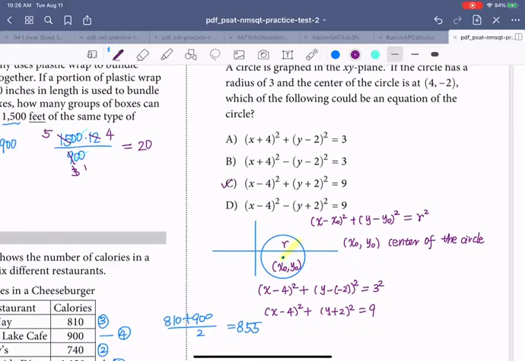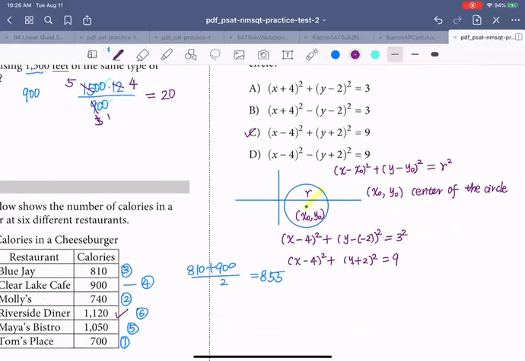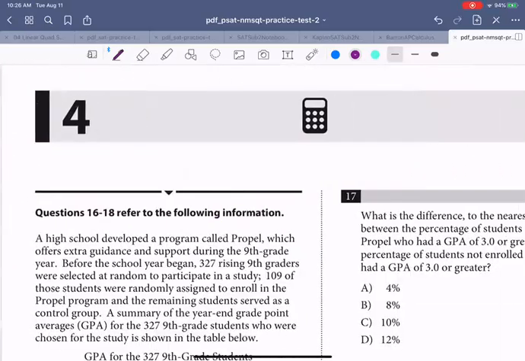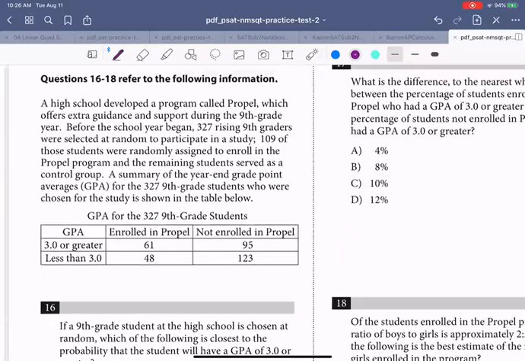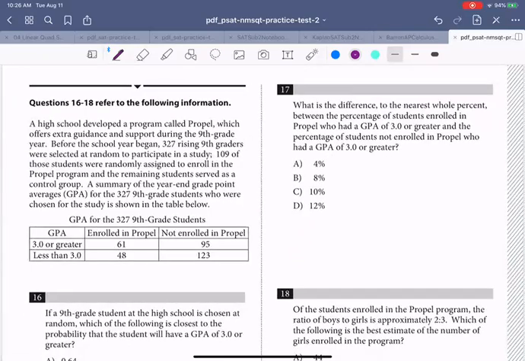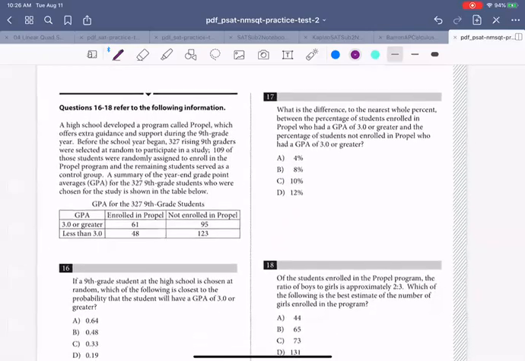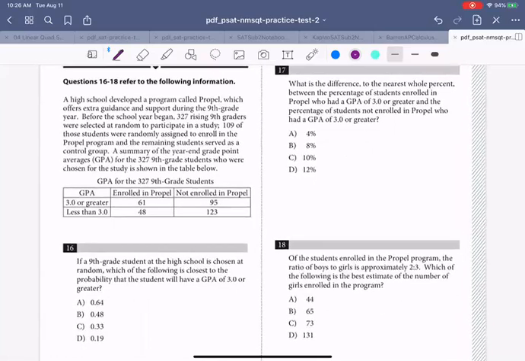That makes sense for you? Yes. Okay. Now let's do the next question. 16. In ninth grade, a student at the high school is randomly chosen.